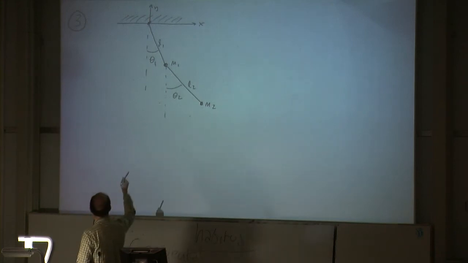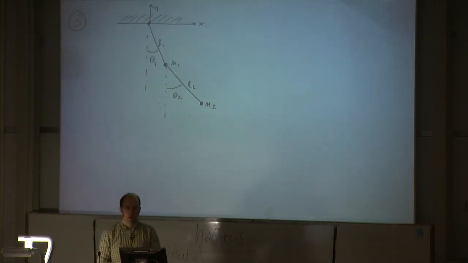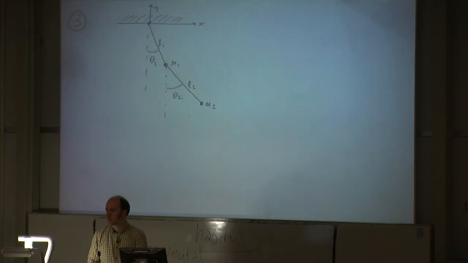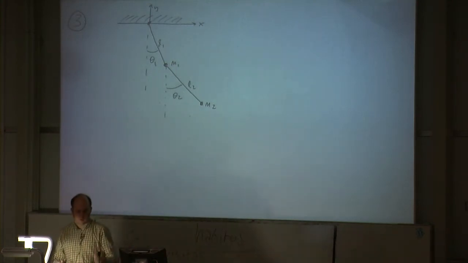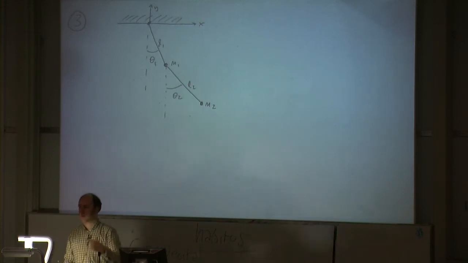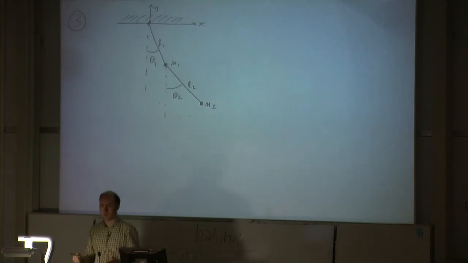Now, for the first bob, M1, we employ the same logic that we used when we did the single pendulum problem last week, where you find the position of the pendulum, you then take the derivative to get the velocity, and once you've got the velocity, you can then use 1/2 mv squared to get the kinetic energy. So that's what we're going to do first.